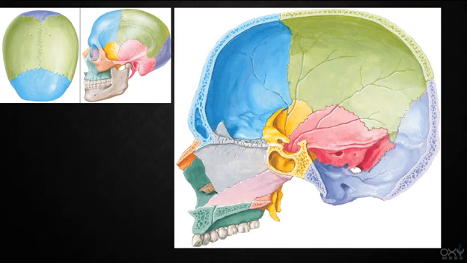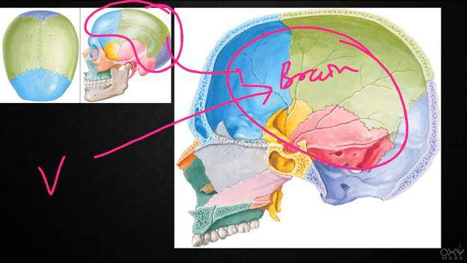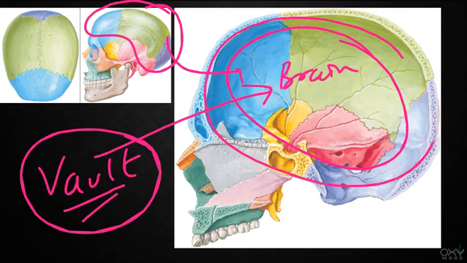And all these bones of the cranium form a hollow space in which our brain is present, and this hollow space is called the vault of the skull. So what is vault? It is a hollow space in the skull which is formed by the cranium bones, and within this hollow space our brain is present.